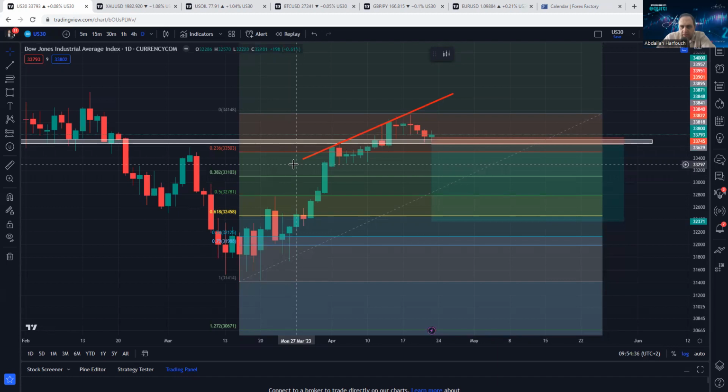TP3 will be 33,310, and TP4 33,150 to be on the safe side. 38.2 ممكن نشوفها عم تنزل وترجع تكمل طلع. So we might see the US 30 making a retracement down before pushing further up, or if it breaks the 38 we will then push towards this area and this area till 33,000, 32,500, the 61.8. This is for the sell.